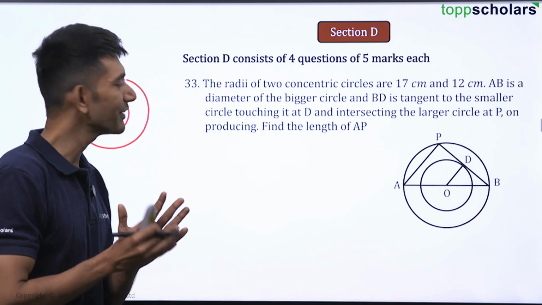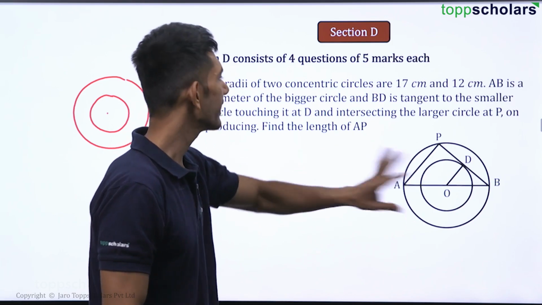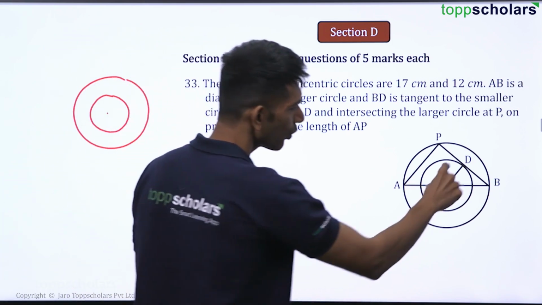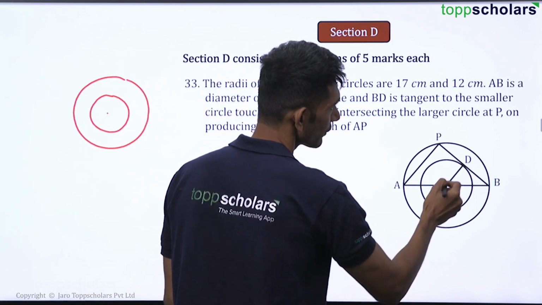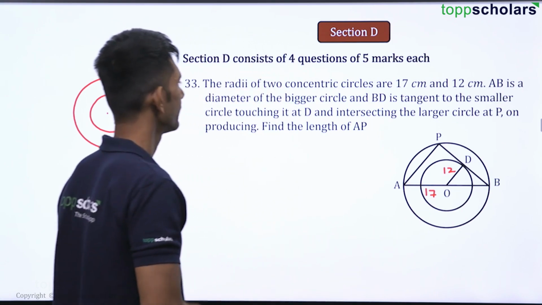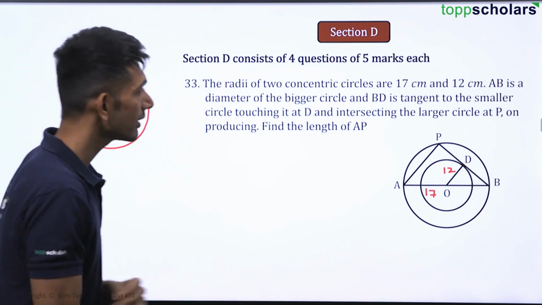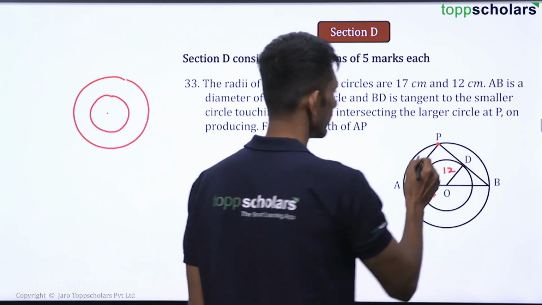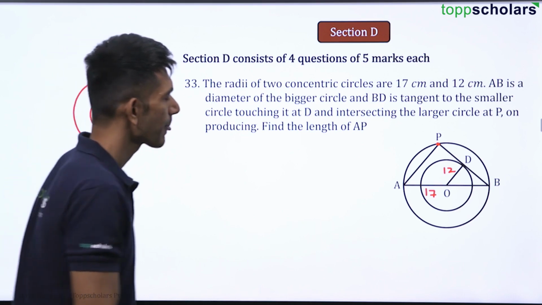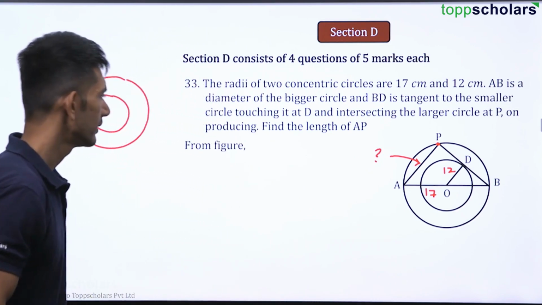Okay, let's analyze the figure because there are ample statements here. Two concentric circles, small circle, big circle, center O, correct? Radius 17 and 12. That means this OD is the radius of the smaller circle, which is 12. OA is the radius of the bigger circle, which is 17. And BD is the tangent to the smaller circle touching it at D and intersecting the larger circle at point P on producing. Producing means BD is produced at P. Find the length of AP. So this AP is the question mark, correct?